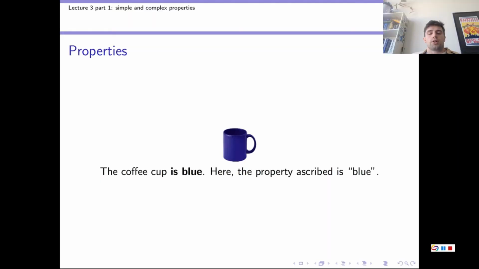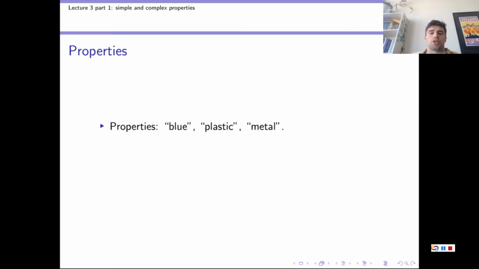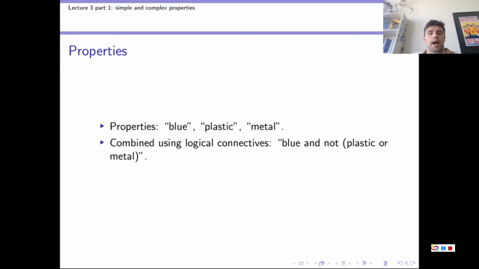Now, just as we can build complex statements out of simpler ones using the logical connectives we've seen, and, or, and not, we can build complex properties out of simpler ones using the same logical connectives. For example, here's a bunch of properties: blue, plastic, and metal. Combining them using the logical connectives, we can form, for example, the complex property blue and not plastic or metal. This is the sort of thing you do when you make Boolean searches on databases like Google. It tells the database to search entries that are blue and neither plastic nor metal.